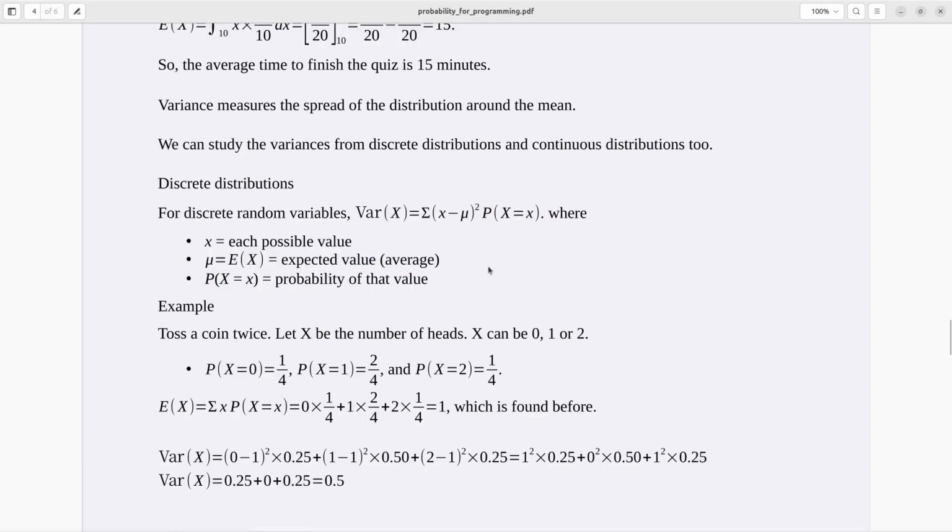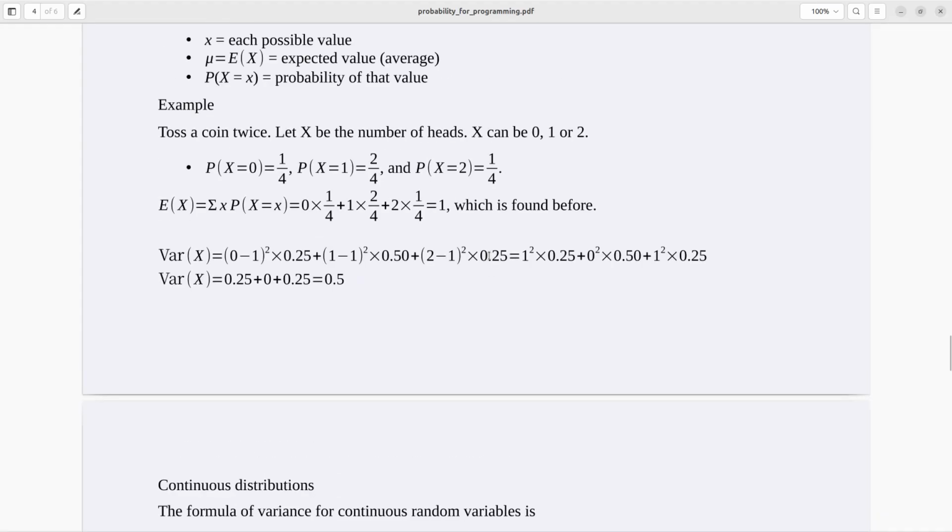So let us see the variance of the coin tossing. So we already know that the average number of heads obtained out of 2 tosses of a coin will be 1, okay? So we know that the expected value of the number of heads will be equal to 1, which is already found in the previous part, okay? So the probability of getting no heads will be 1 over 4. The probability of getting 1 head is 2 over 4. And the probability of getting 2 heads will be 1 over 4. And we also know that the expected number of heads would be just 1, okay?